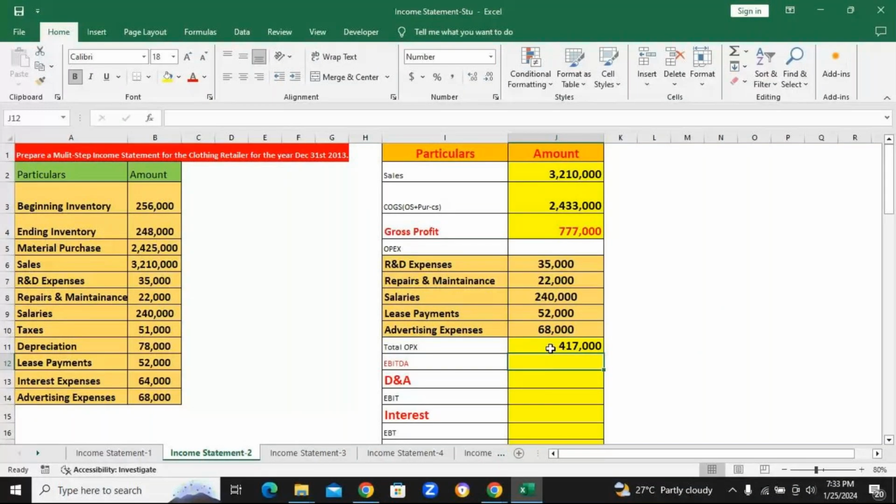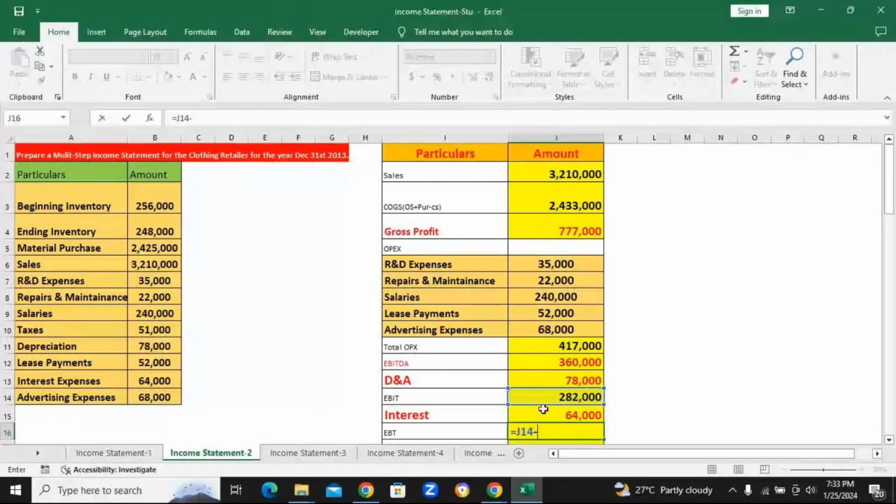Now EBITDA equals gross profit minus total operating expenses. So that is 3,60,000. Now depreciation and amortization. Depreciation is 78,000, so 3,60,000 minus 78,000 will be my EBIT. Then interest expenses are 64,000; EBIT minus interest will be my EBT, that is earnings before tax.